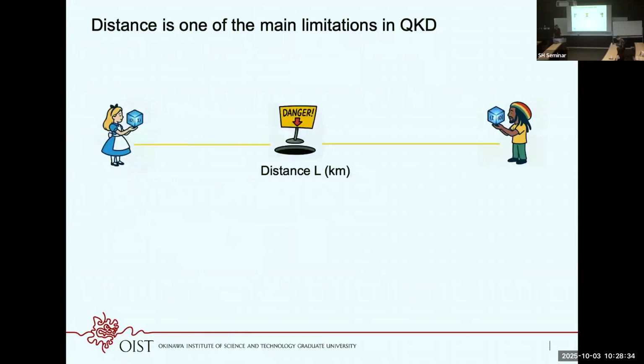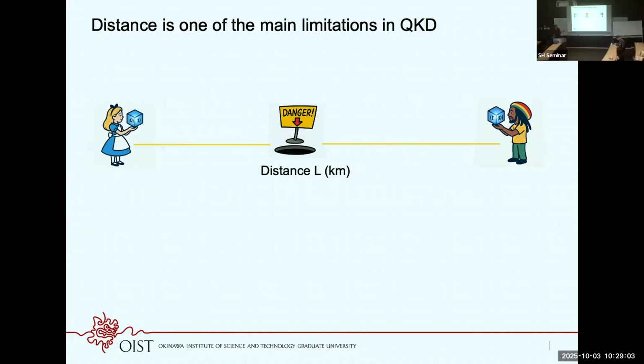The distance is relevant to Bob. I showed you before that the photon sent by Bob being lost can cause some problems in the evaluation of the key rate, and there's nothing we can do. So you have these nice photons traveling, but then at some point a photon has been lost.